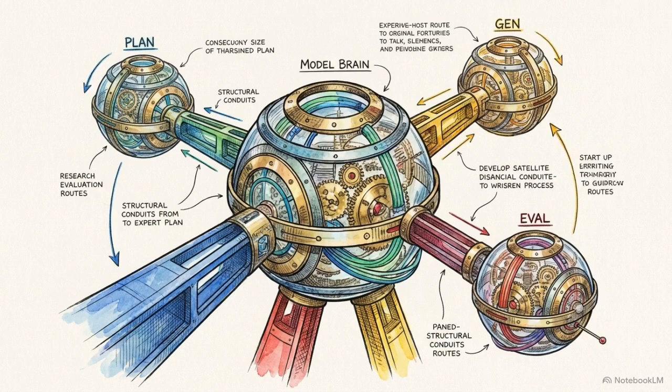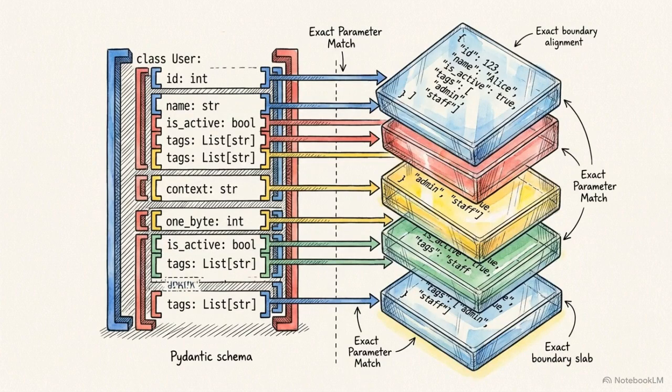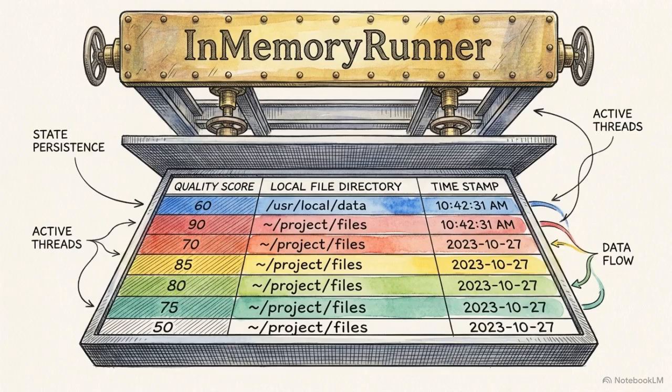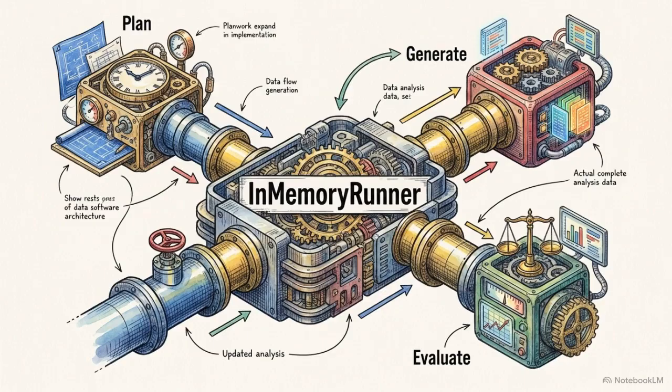The central model brain manages the workflow, routing execution between planning, generation, and evaluation tools. Strict pedantic JSON schemas regulate these handoffs, ensuring exact parameter boundaries and preventing any conversational drift. An in-memory runner persists the complete execution state, maintaining a record of quality scores and local files throughout the iterative process. Combining rigid data contracts with a stateful runner transforms a general LLM into a deterministic pipeline controller.